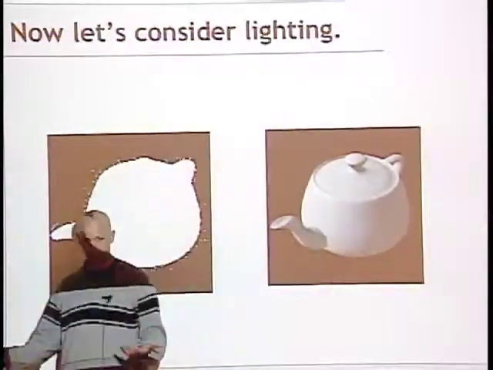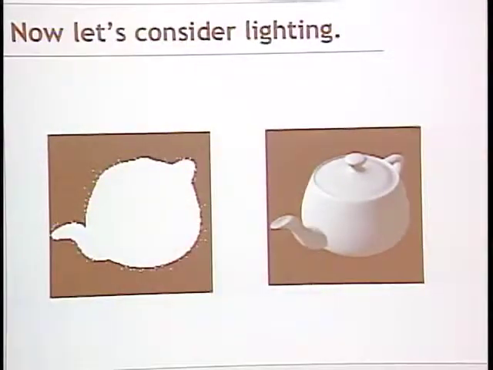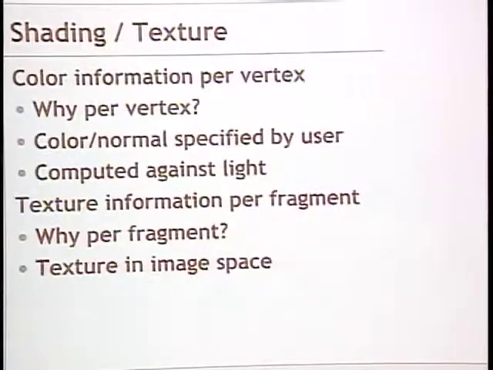We want pictures where we actually consider lighting, and we're doing things with that. And so we want to think about shading and texture. How do we shade this thing? In OpenGL, typically, at least with old school OpenGL, you specify color information at every vertex. And then you calculate lighting computation at every vertex.